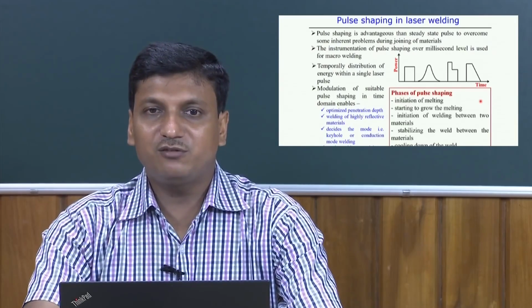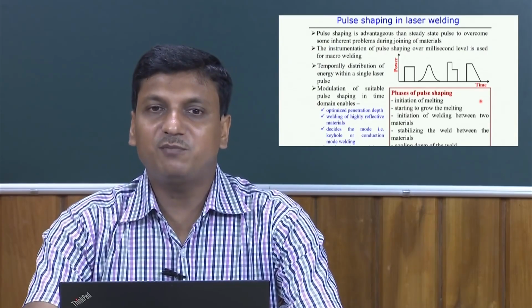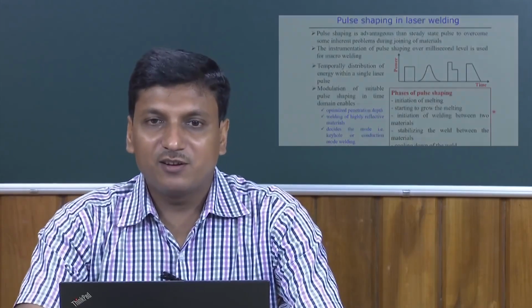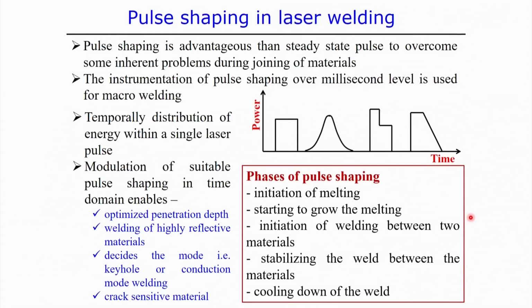But before that, we need to know the different phases of pulse shaping, and how the shape of the pulse helps. First is the initiation of the melting, which needs very high energy for a reflective material. Then the growth of the melting can be controlled by the shape of the pulse, then stabilizing the weld between the materials, and finally cooling down of the weld. So, all these phenomena can be controlled by the different shape of the pulse.